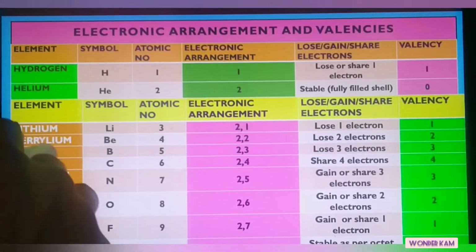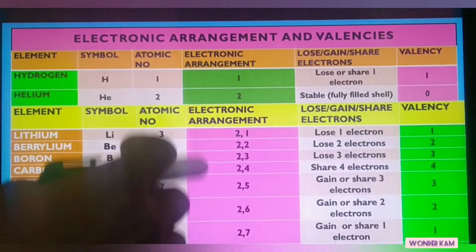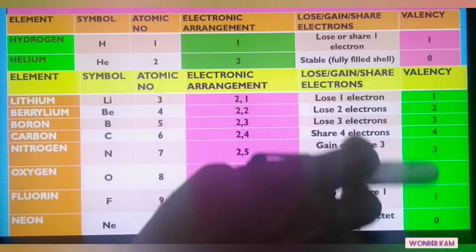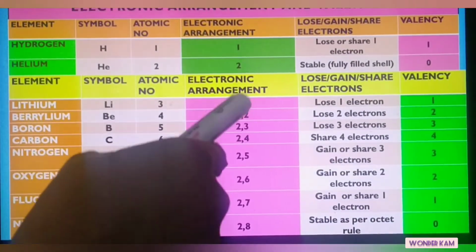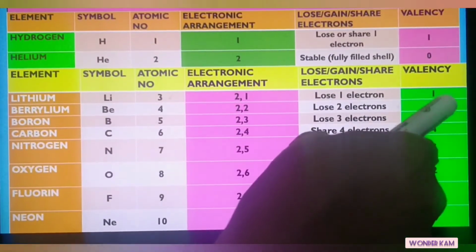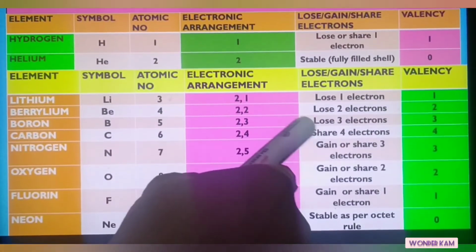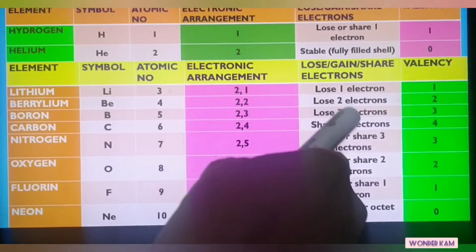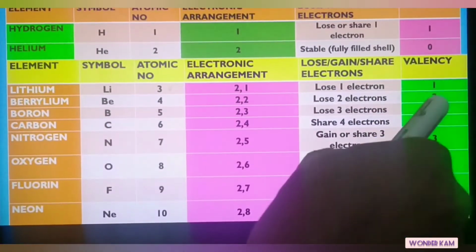In the case of the second period, lithium to neon, this is the electronic arrangement in the shells, and this is the valency. Either they will lose electrons. If one electron is there in the valence shell or the outermost shell, then its valency would be 1, by losing one electron, and if 2 electrons are there, they can lose 2 electrons. That element, beryllium, is having valency 2.